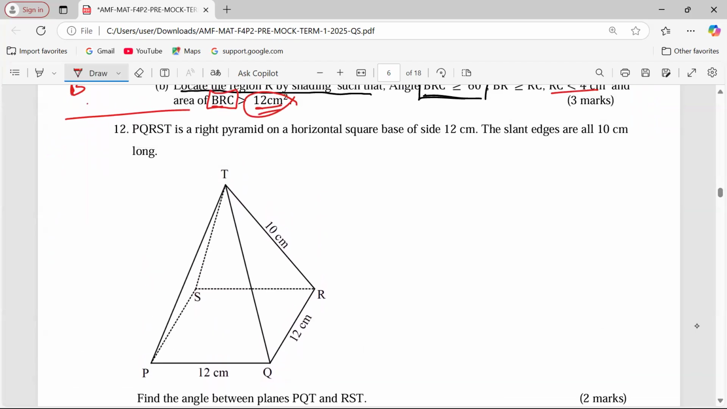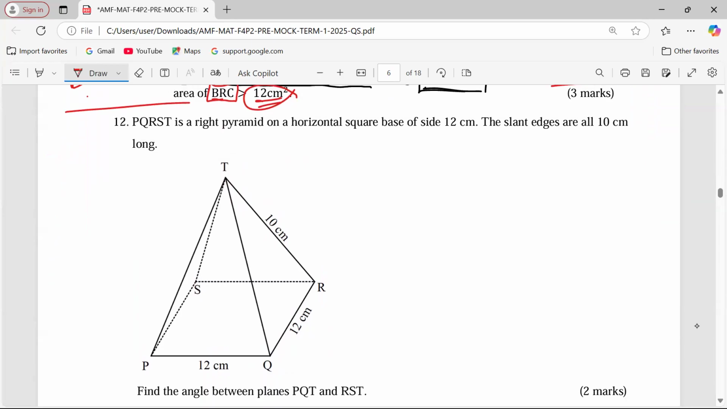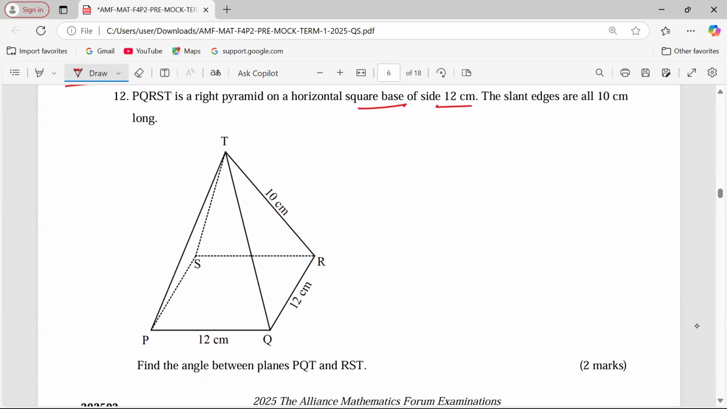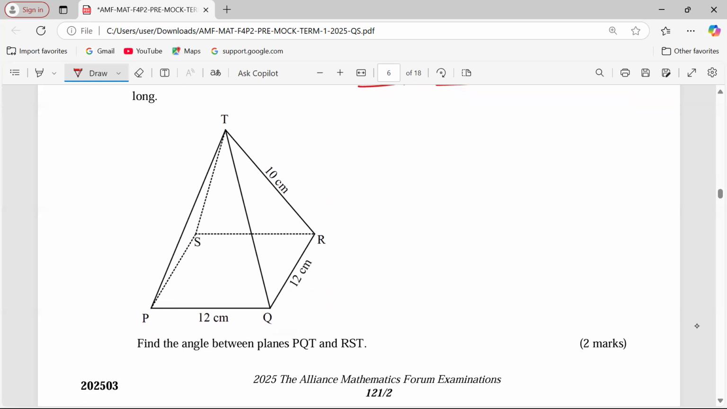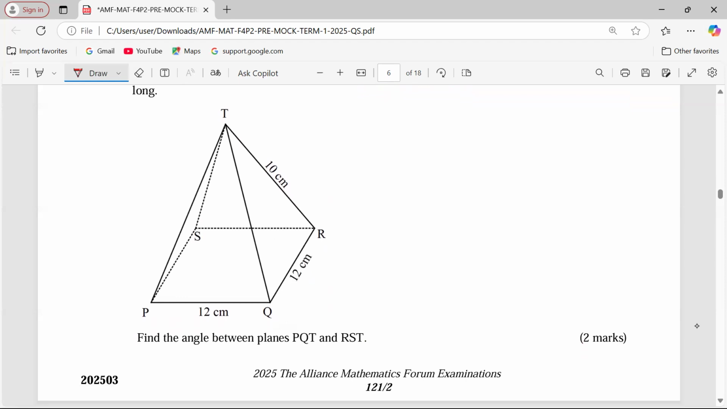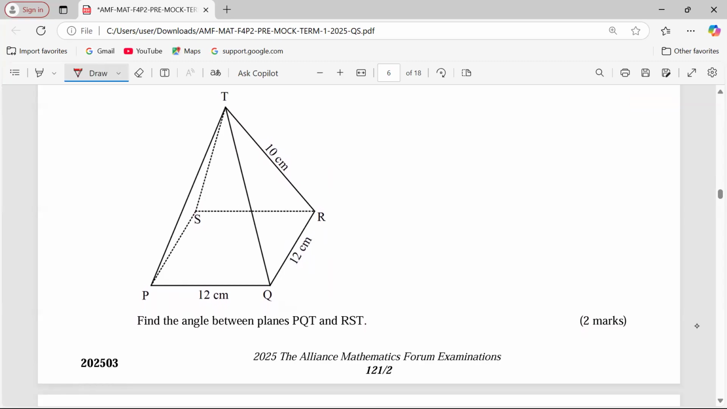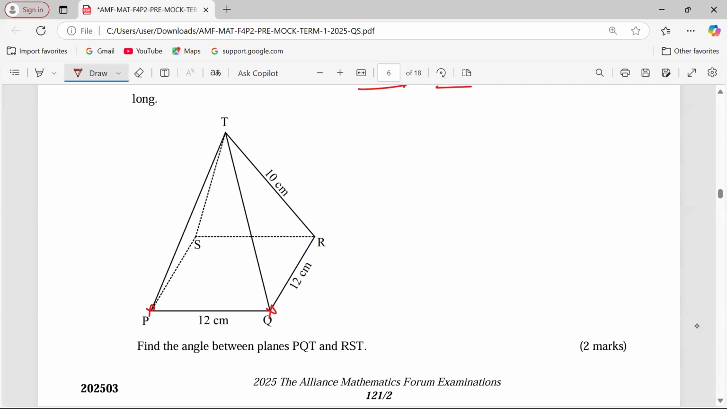Number 12. PQRST is a right pyramid on a horizontal square base, whose side is 12. Just as you can see, the slant edges are all 10 centimeters long. Find the angle between the planes PQT, we can see that plane, which is triangular, and RST.